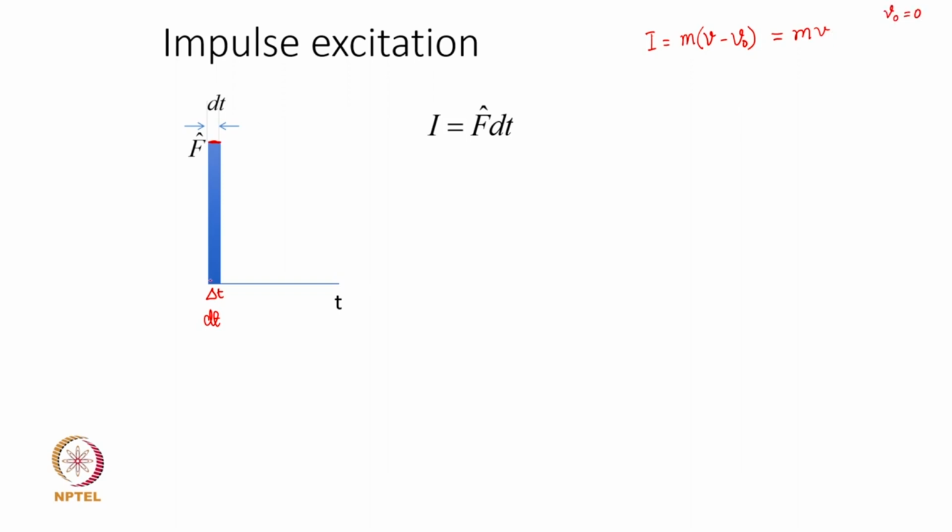So, before the application of this impulse, if the initial condition at the start of this impulse is that x naught is equal to 0 and v naught is equal to 0, then in that case I is going to be m into v, where v is the velocity at this point. The impulse causes change in the velocity, that change in the velocity will be the velocity at the end of the impulse, and then this is equal to m into v. Now, that itself is equal to f cap dt.